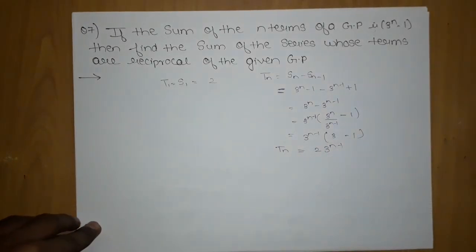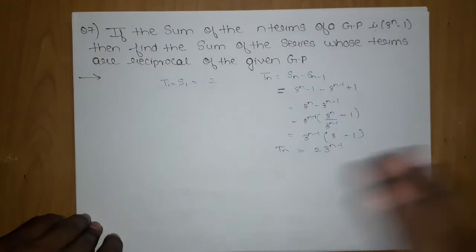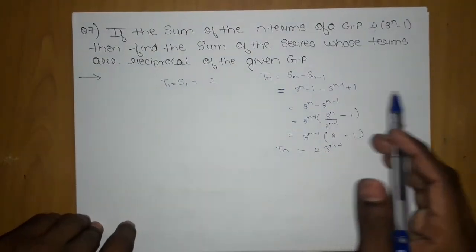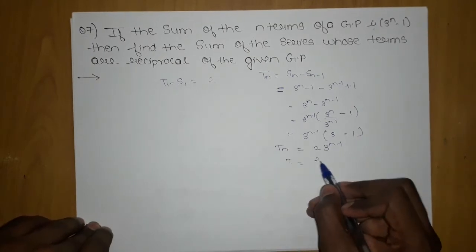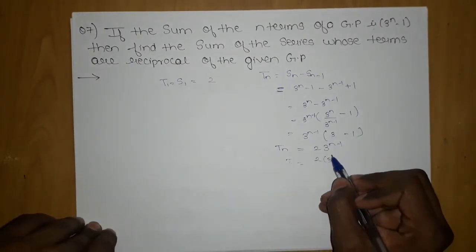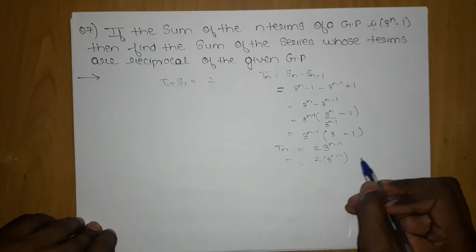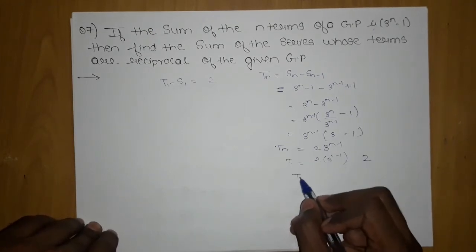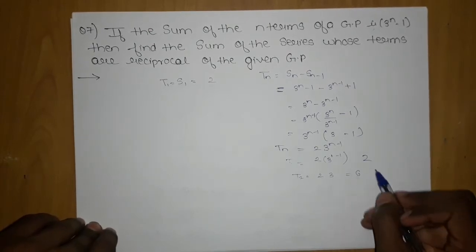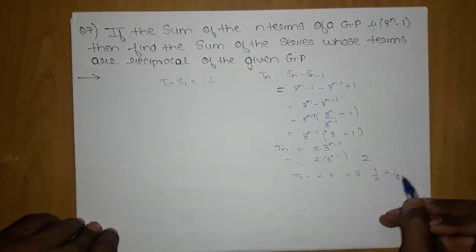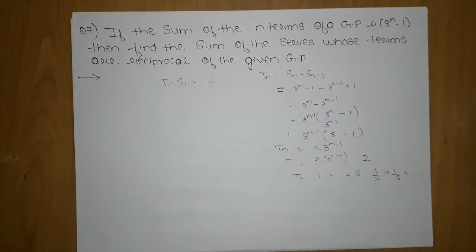Now the second part: find the sum of the series whose terms are the reciprocals. Means if T1 is 2 into 3 power 1 minus 1, that is 3 power 0, which means 2. And T2 is 2 into 3 power 2 minus 1, which means 6. So it should be 1 by 2 plus 1 by 6, like that series. We want to find the sum of this series.